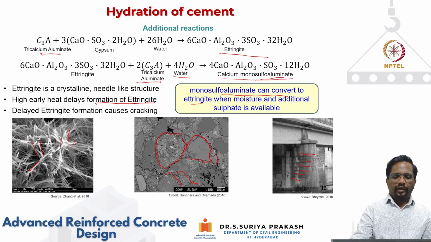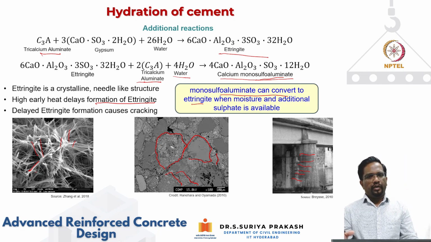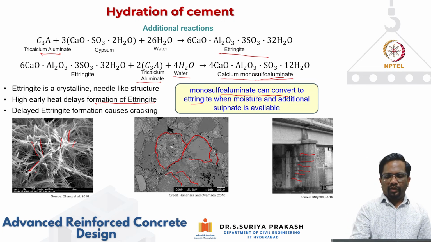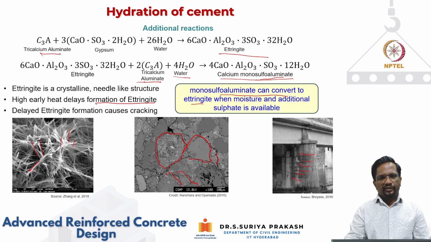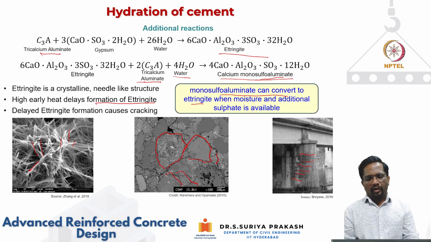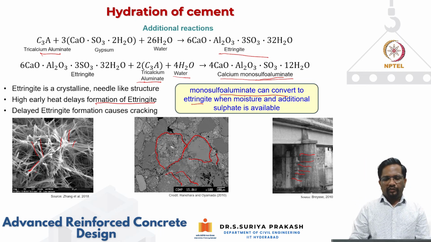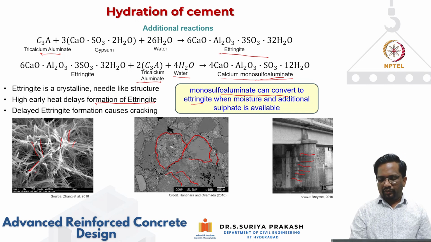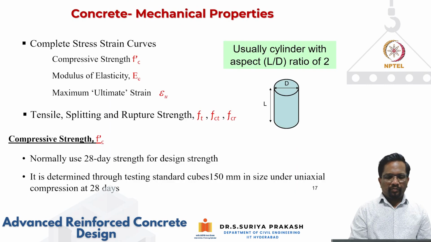Why can't all the ettringite be formed at the initial stage? Because of this high early heat, which prevents formation of all the ettringite, and it forms a more stable calcium monosulfoaluminate at the initial stage. Then when more moisture and sulfate are available, you form this delayed ettringite, which creates cracking, this kind of rim cracking around the aggregates, which is not good for concrete, and it is going to create a lot of durability issues.